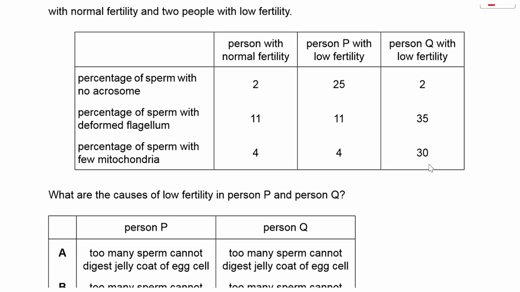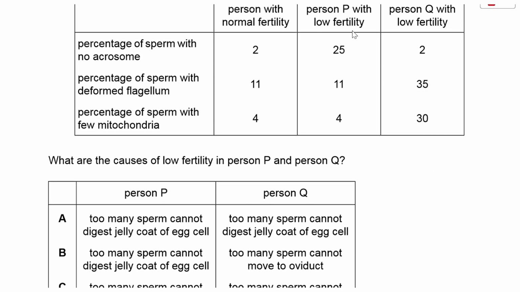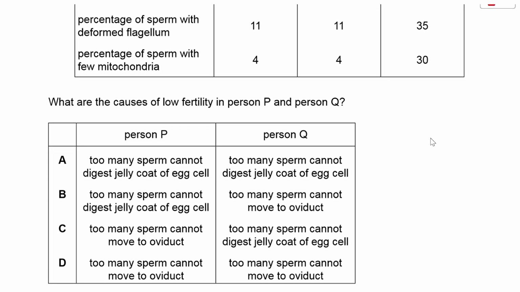Now, what are the causes of low fertility in persons P and Q? For person P, the cause of low fertility is sperms with no acrosome. For person Q, it is sperms with deformed flagellum as well as lack of mitochondria. So P will take: too many sperm cannot digest the egg coat because they do not have the enzymes, they are lacking the acrosome. Alright, now we go to person Q.